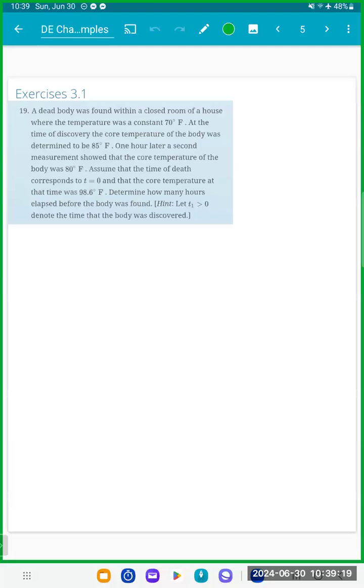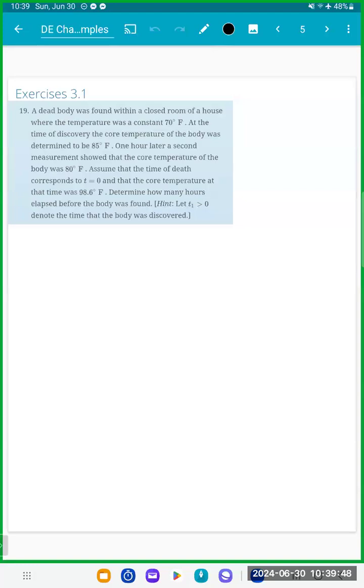Next problem. This one's a really fun, interesting one. I like when people always say, what are you ever going to use differential equations for, right? And I'm like, well, there's this example where if you have a dead body and some of these initial parameters and conditions, you can actually calculate and figure out how long that body has been dead. And so that's what we're going to look at in this example.